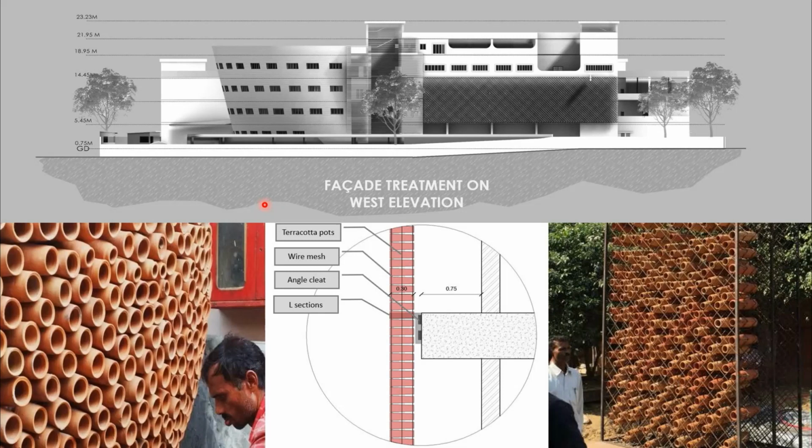On the western facade, we have important spaces such as operation theaters, physiotherapy and residential accommodation. So, in order to minimize the temperature, we have used two techniques. One is by providing massive terraces on the western facade. Second, we have provided terracotta pots on the spaces on the western facade outside operation theater and physiotherapy, which will reduce the temperature by 5 to 6 degrees on the western side.